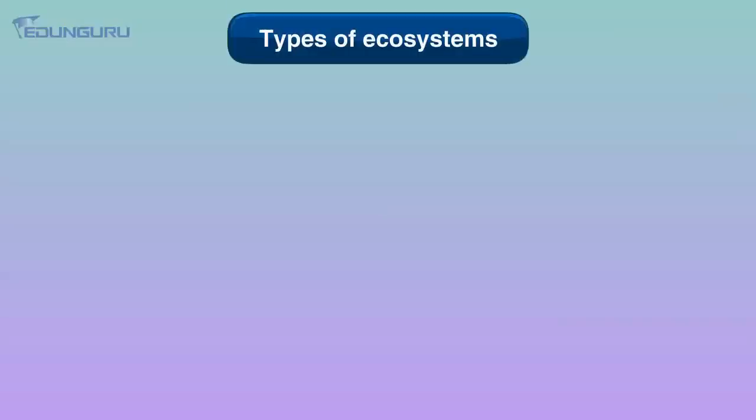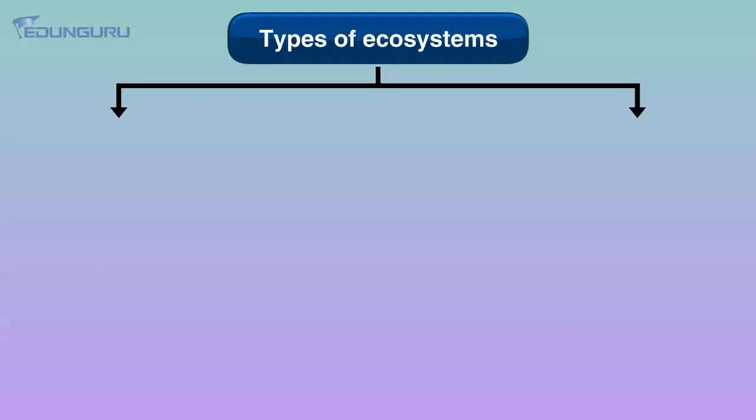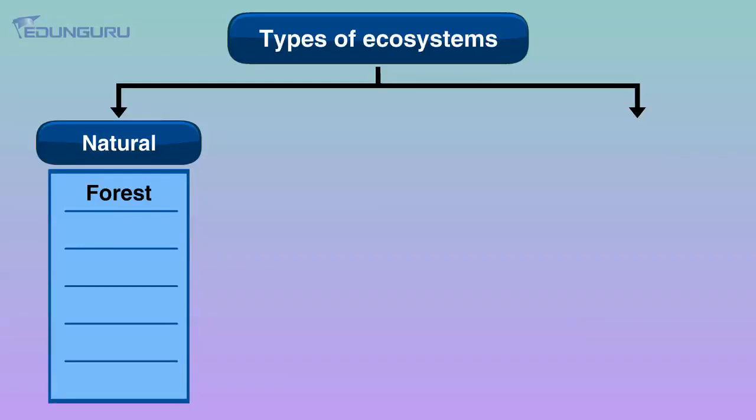So, the types of ecosystems are, number one, natural ecosystems. All the ecosystems which are actually given to us by nature, they are known as natural ecosystems. So, the examples are forest, sea, ocean, mountains, valleys, deserts. Yes, all these things are gifted to us by nature. So, these are known as natural ecosystems.